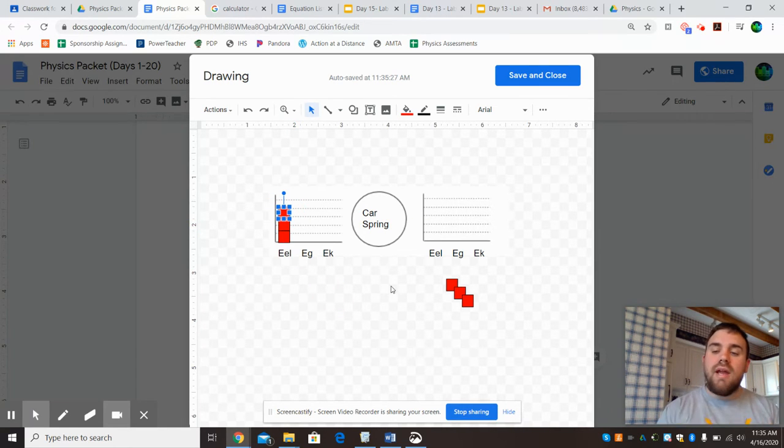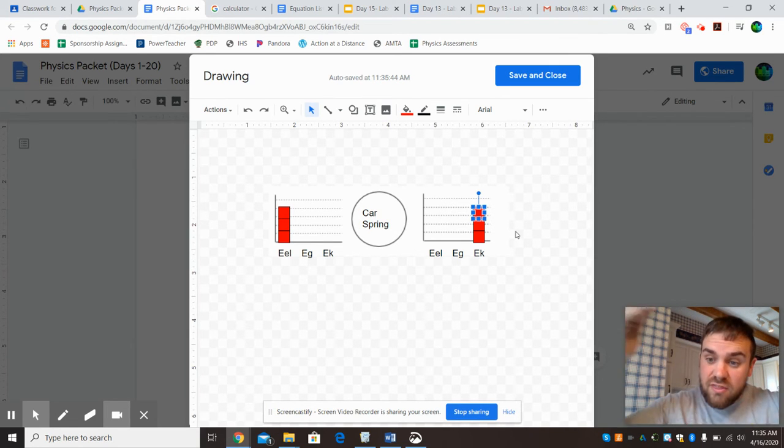So I'm going to put all of my energy bars in the elastic. Notice it's car and spring, and then at position B, it's moving. So therefore, we're going to say that all of that energy is kinetic energy. I'm going to move it over here like so. Boom. So step one on these problems, you need to be able to identify the energy transfer that's happening. That's the very first thing we did in this unit.